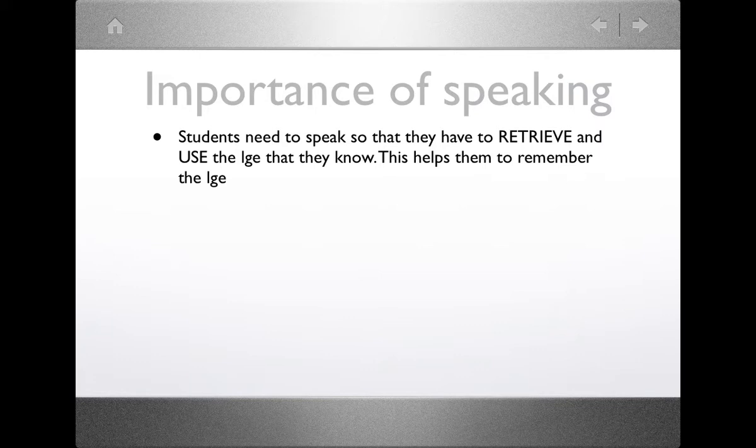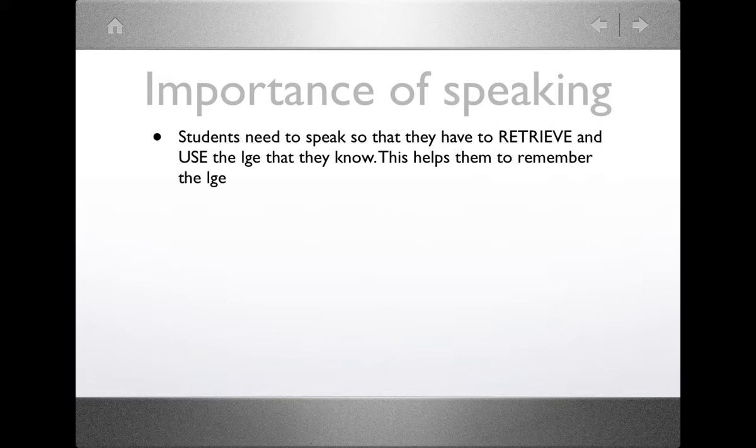So when you do speaking activities for the students, they will retrieve and use the language that they learn, that they know. So for example, they learn some vocabulary about a restaurant, about food or whatever. And then you give them a speaking activity about food. So they are going to retrieve the vocabulary that they have learned and use it and apply it, practice.